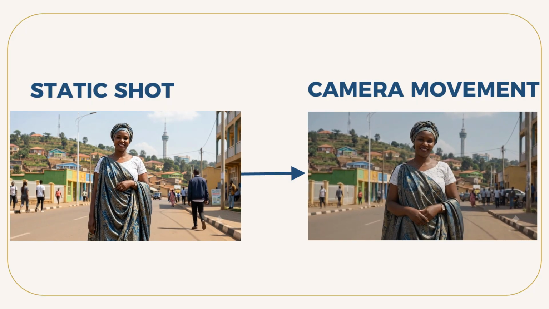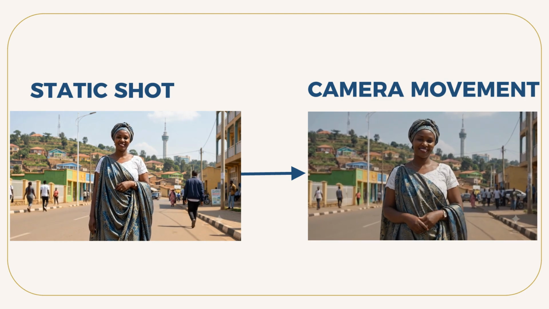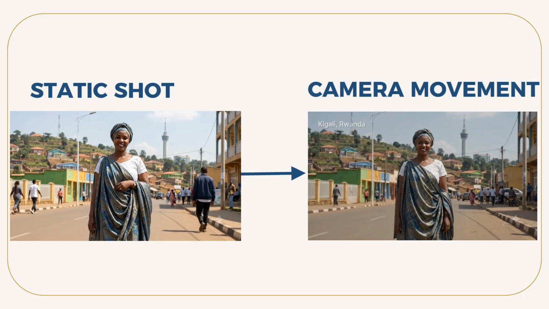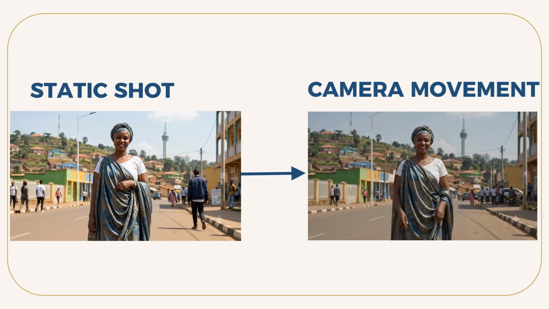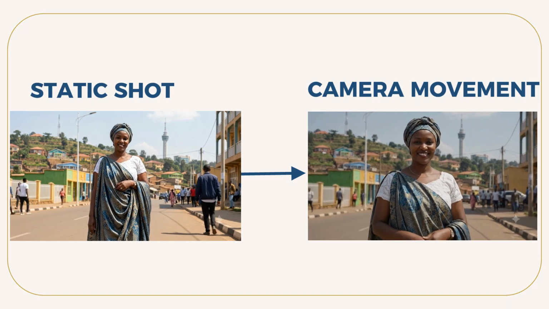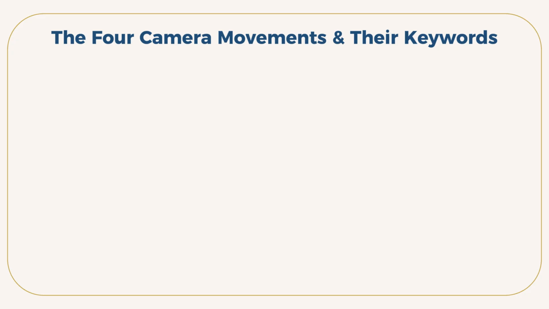A static shot says, observe. A slow push-in says, pay attention. A drone descent says, this place matters. When you add movement to your prompts, you stop generating footage and start directing a scene. There are 4 camera movements you can control in Google Flow with prompt keywords.